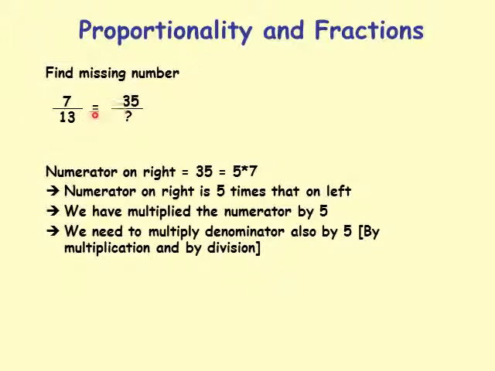This is the equality sign. The two have to be equal, and this fraction has to be equivalent to this fraction. We already multiplied 7 by 5 to get an equivalent fraction. We need to multiply 13 also by 5. So the missing denominator is 5 times 13. The what here is 65. So the question mark represents 65. That means 7 over 13 is 35 over 65, and the missing number is 65.